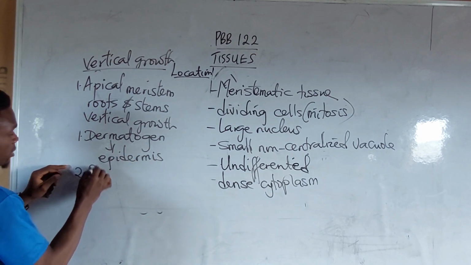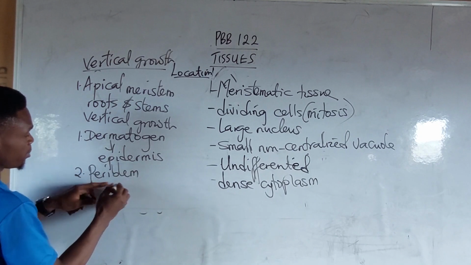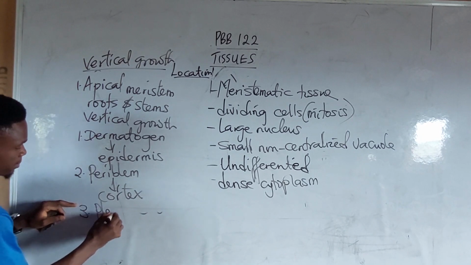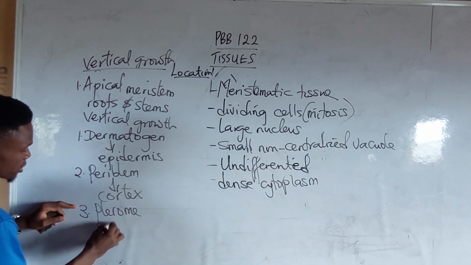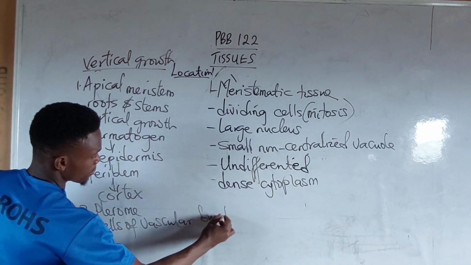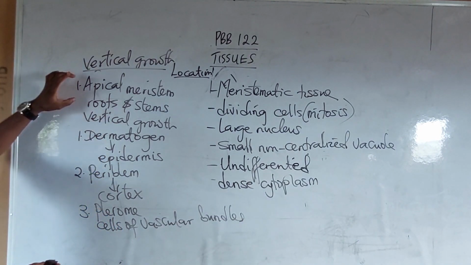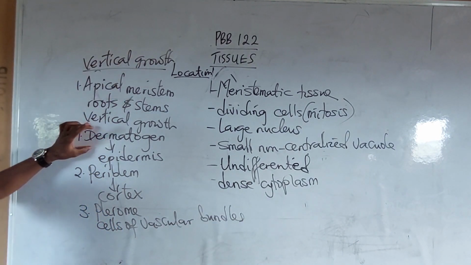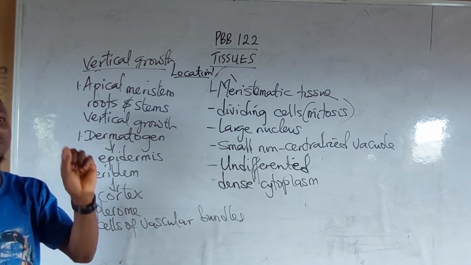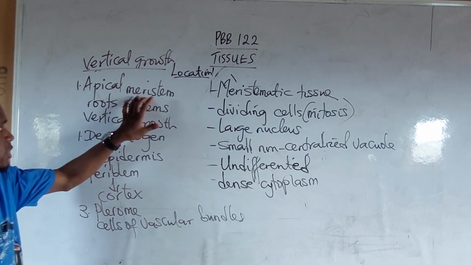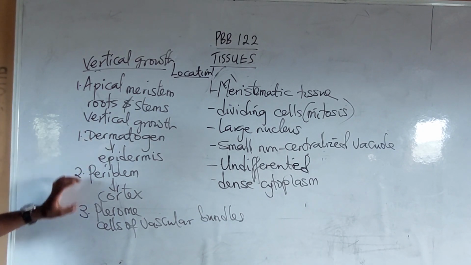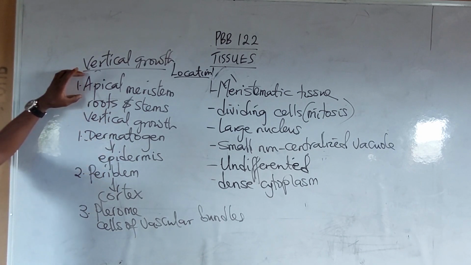And two, we have the periblem. The periblem gives rise to the cortex of the plants. And three, we have the pleroma. The pleroma gives rise to the cells of the vascular bundles. Alright, so please, the specialized cells found in the apical meristem are dermatogene, periblem, and pleroma. They'll ask you which of the following is not a specialized cell possessed by the apical meristem.